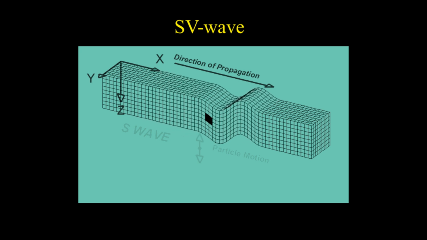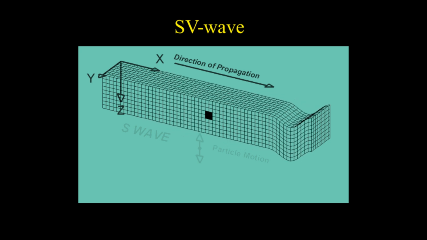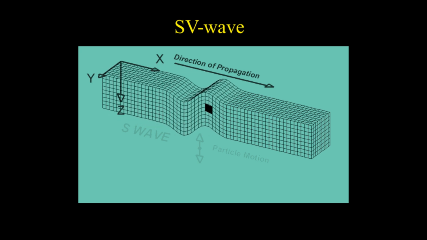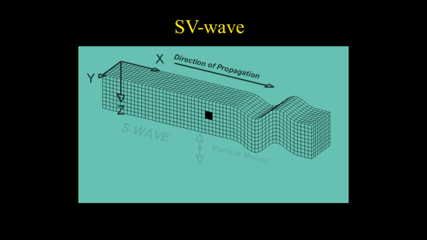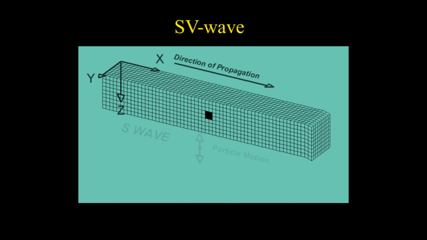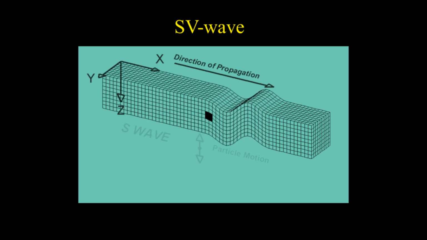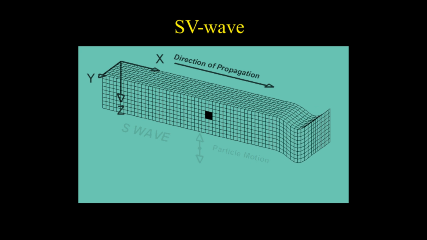Let's repeat that due to its importance. Particle motion consists of alternating transverse motion. Particle motion is perpendicular to the direction of propagation, that is, transverse. The transverse particle motion shown here is vertical, but can be in any direction.